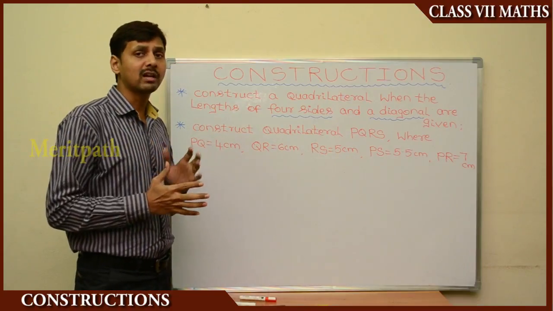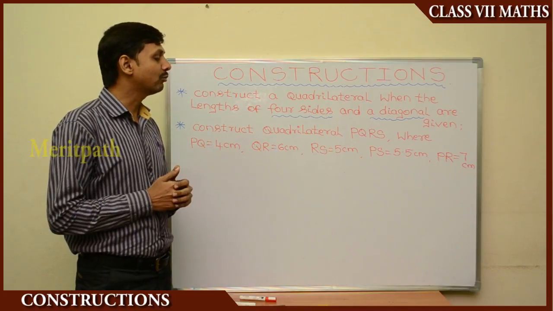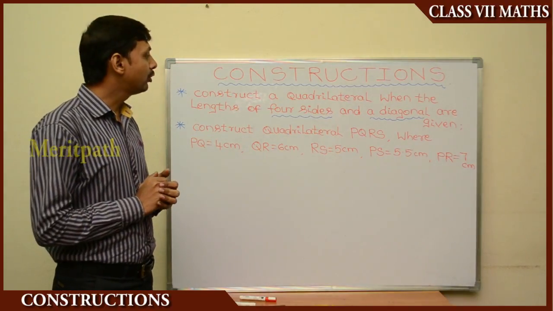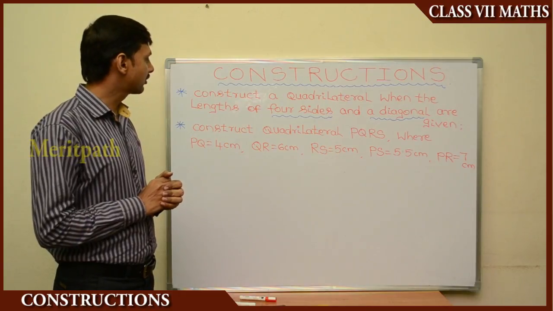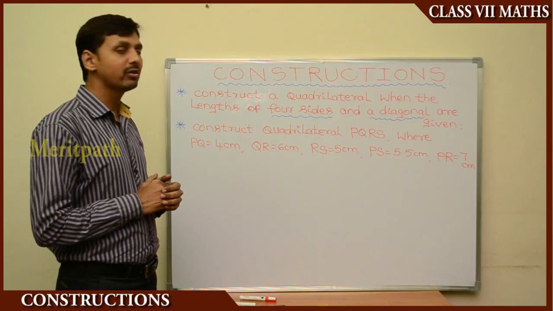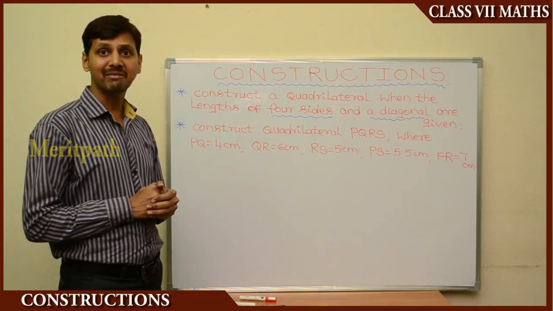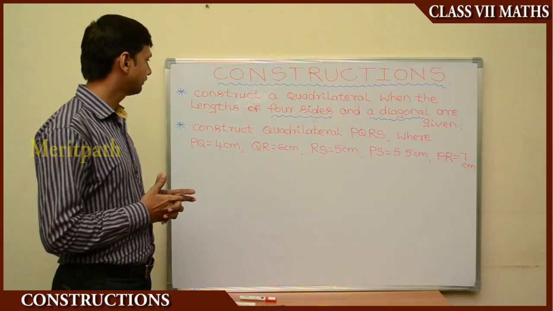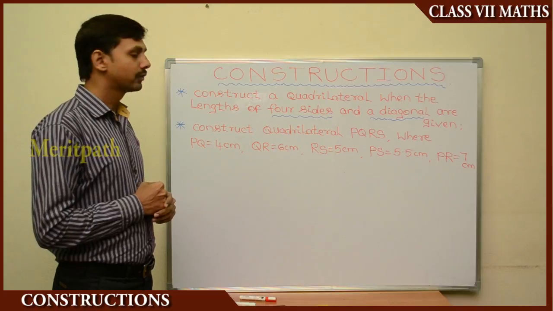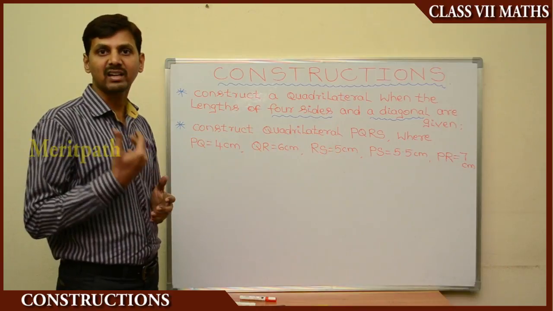See how to construct a quadrilateral. Construct a quadrilateral where the lengths of 4 sides and one of the diagonals are given. Construct a quadrilateral PQRS where PQ is 4 centimeters, QR is 6 centimeters, RS is 5 centimeters, PS is 5.5 centimeters, and PR is 7 centimeters. So here we have all 4 sides and one of the diagonals, and using them we need to construct a quadrilateral.